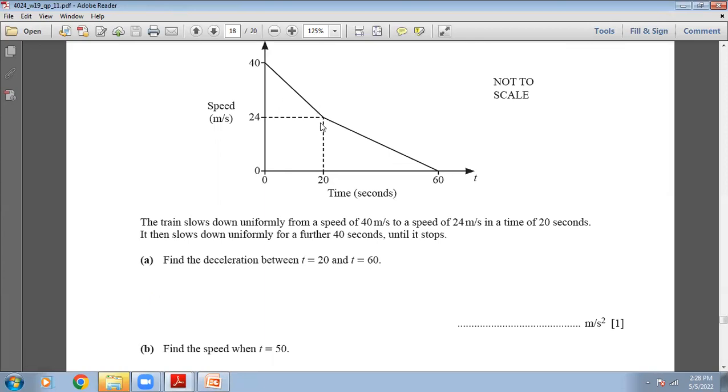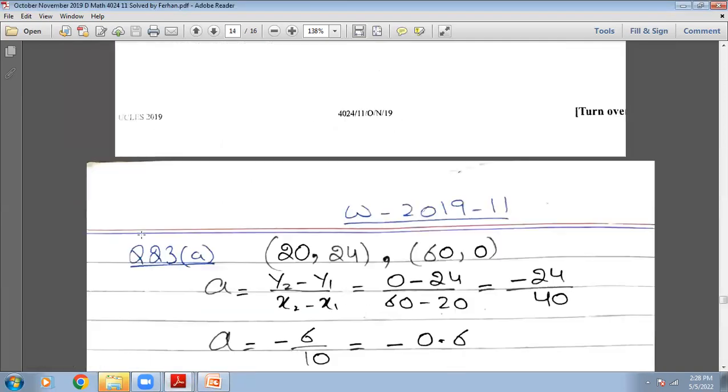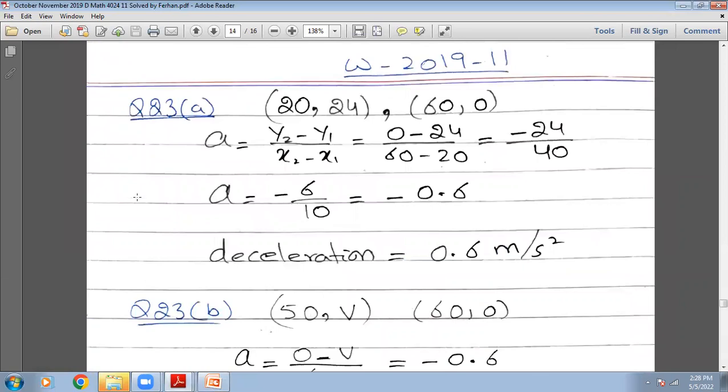At 20, the speed is 24. At 60, the speed is 0. So very easily, I can find the deceleration. The formula for the deceleration is y2 minus y1 divided by x2 minus x1, the slope of that line. So 0 minus 24 divided by 60 minus 20, and that will be minus 24 divided by 40. And it will be minus 6 divided by 10, and that will be minus 0.6. So the deceleration is 0.6 meter per second square. Because I am using the word deceleration, that's why now I am not putting a negative sign with it.